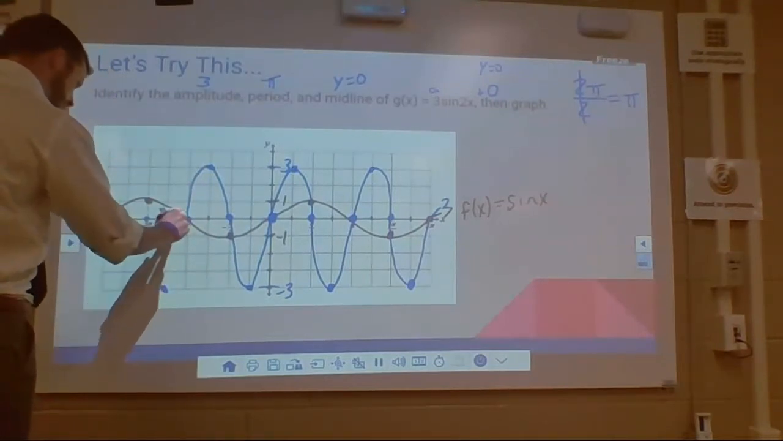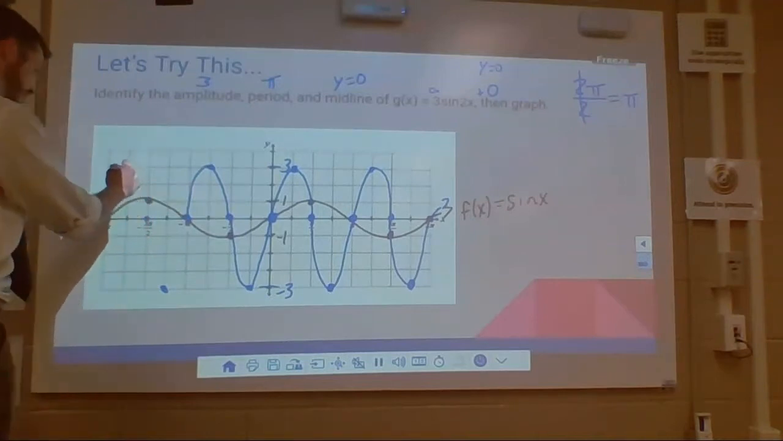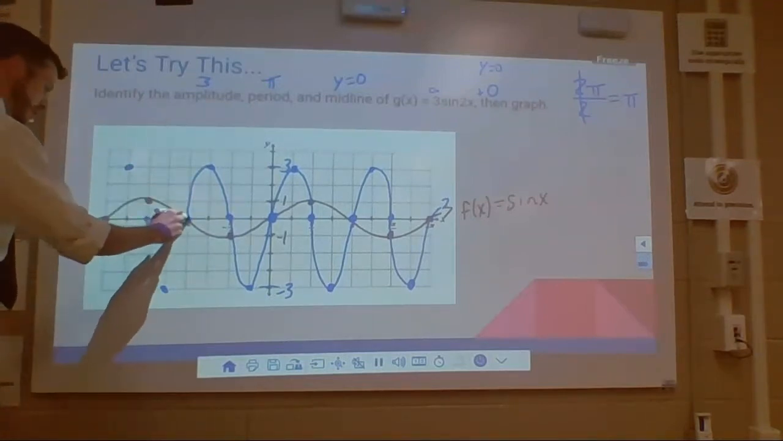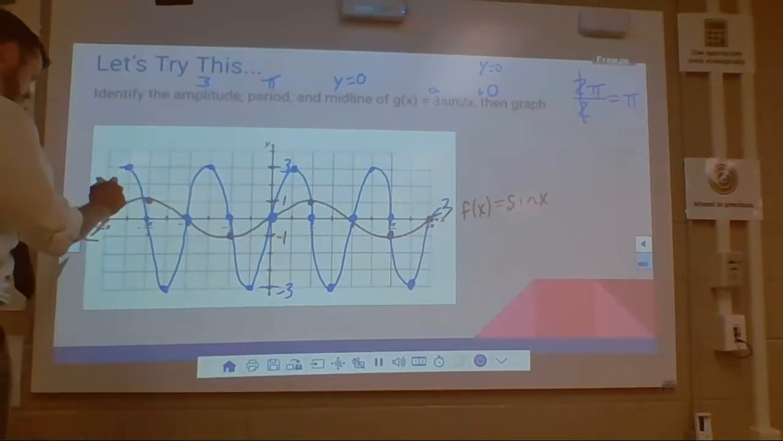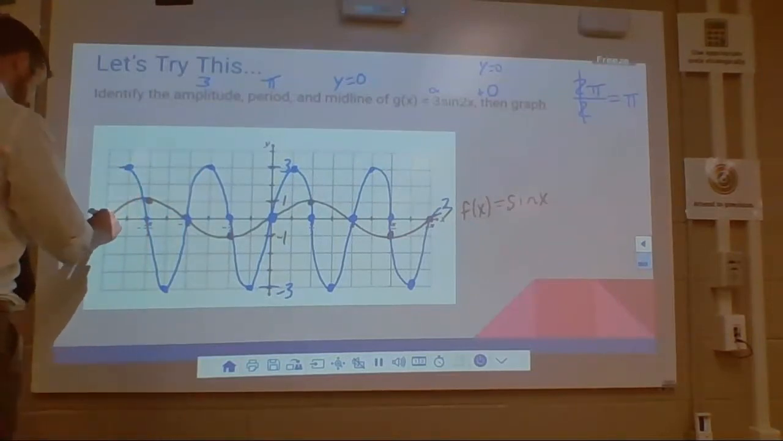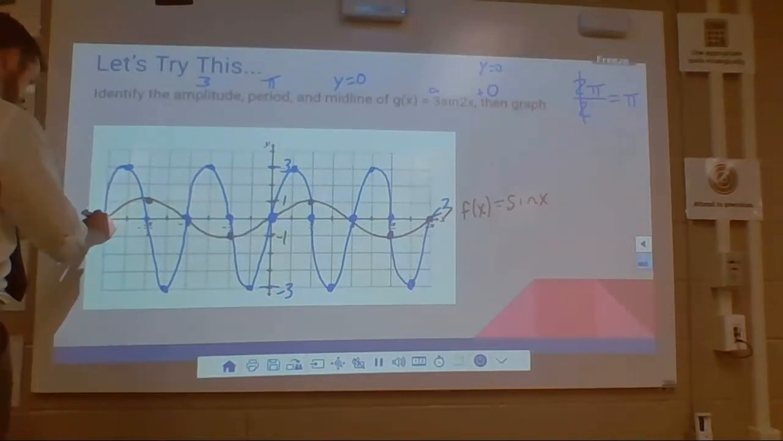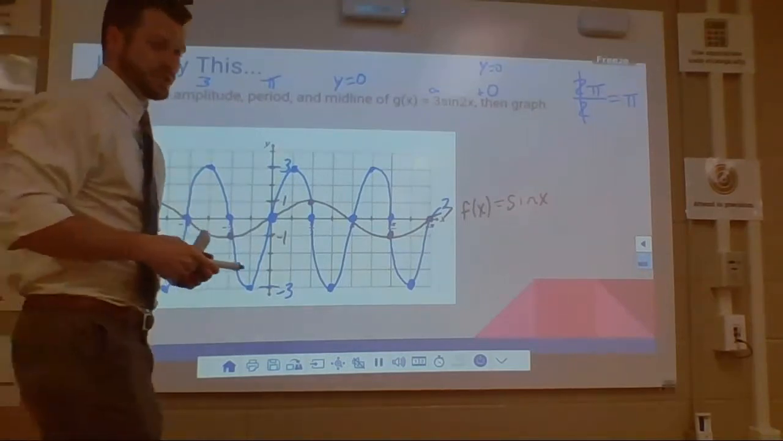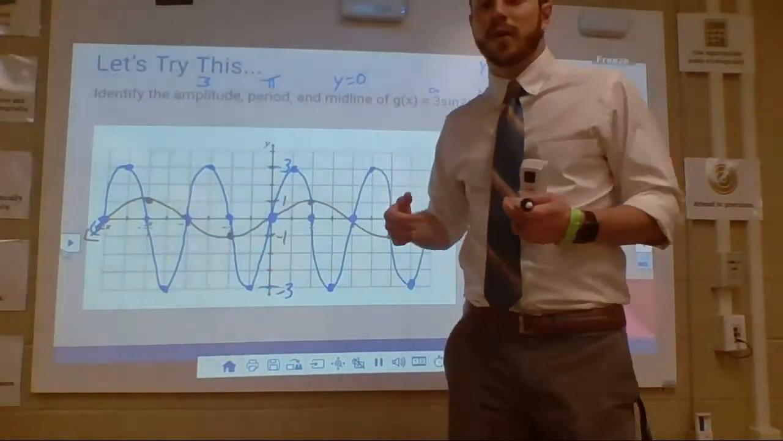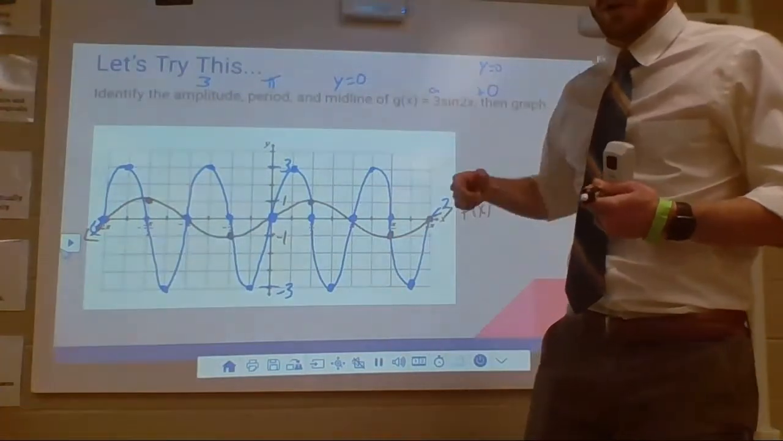So I'm going to put that point there. And then we'll have a maximum right here. Alright. And then back down. Alright. So there we go. That is a transformation of the sine function. Alright, so hang in there. We're going to do a transformation of the cosine parent function.